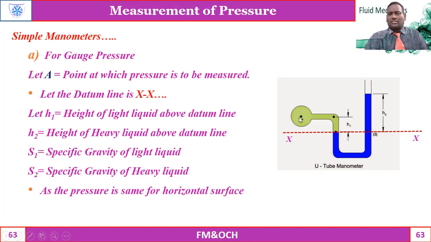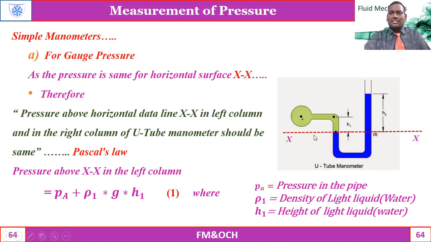Because there are two liquids, as already discussed in fluid properties, let S1 be the specific gravity of the working liquid, or light liquid, and S2 the specific gravity of the heavy liquid.